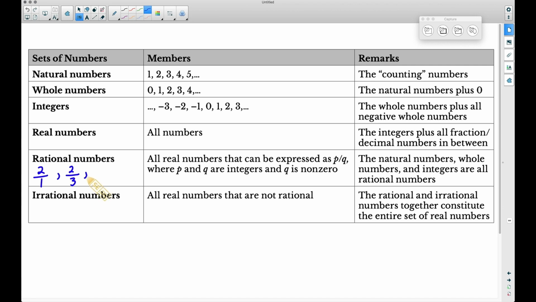Then we have decimals, 0.5. You can write 0.5 as a fraction, and we will see this later in the other lessons, but 0.5 is a half. That is a fraction. That is a rational number. Now, there are some decimals that you cannot write as fractions. Those decimals that we cannot write as fractions are called irrational numbers.